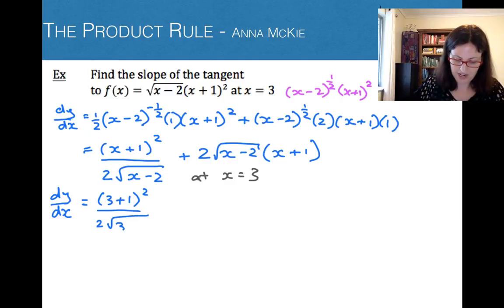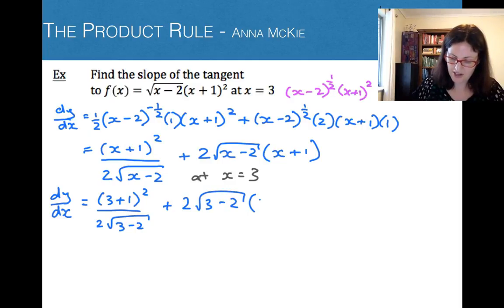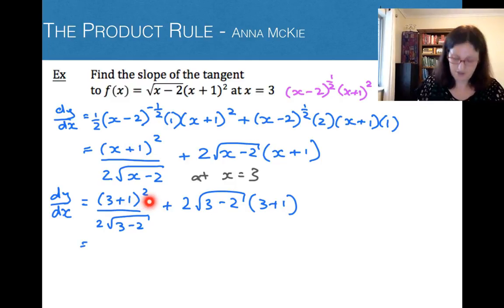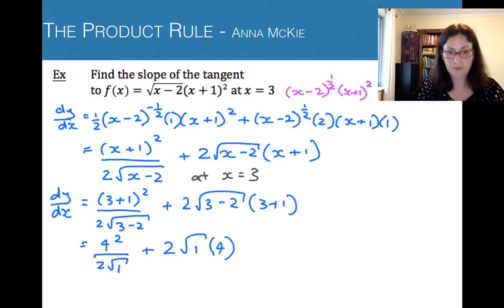Square root of 3 take 2. So some of these won't be too scary. 3 take 2 under this square root, and 3 plus 1. Tidying up again. So 3 plus 1 is 4, and 4, I might just write that, 4 squared over 2. The square root of this, 3 take 2, that's just 1. Plus, what can we tidy up here? The square root, 1 again, and the brackets, 4.